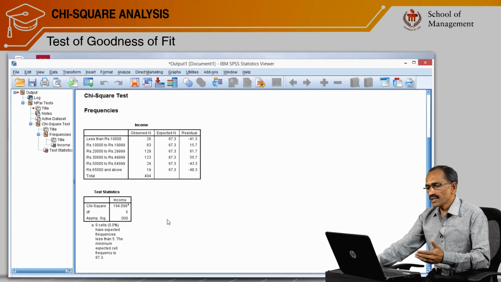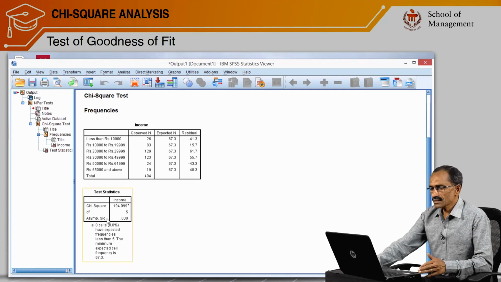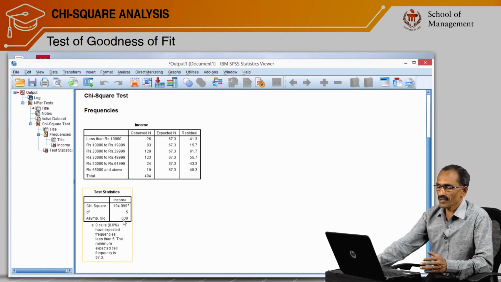And what is meant by this degree of freedom? This degree of freedom is nothing but n minus 1. What is the n here? The n is the number of categories. We have 6 categories here, and 6 minus 1 is 5. And what is significance? This is nothing but the significance level that we are familiar with from metric tests. And why is it asymptotic? This indicates that this test result has come from a non-parametric test.